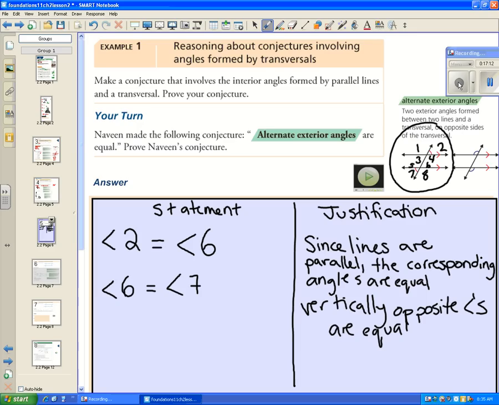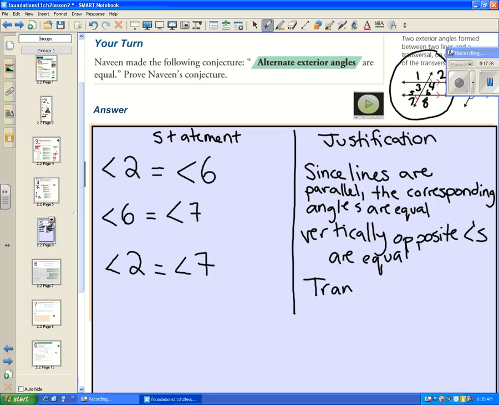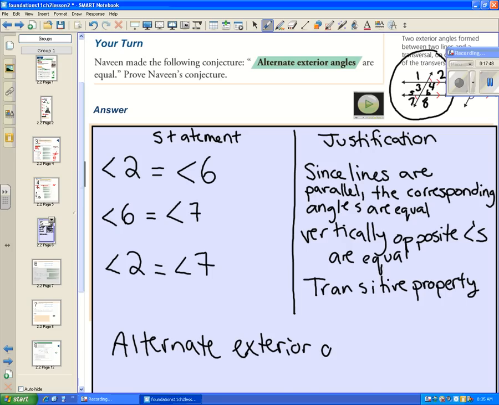So since we've shown that 2 is equal to 6 and 6 is equal to 7, we can say angle 2 is equal to angle 7 by the transitive property. So we have proved that alternate exterior angles are equal.